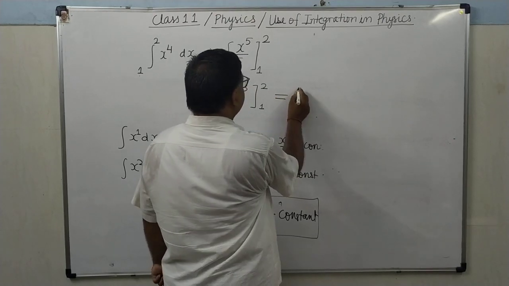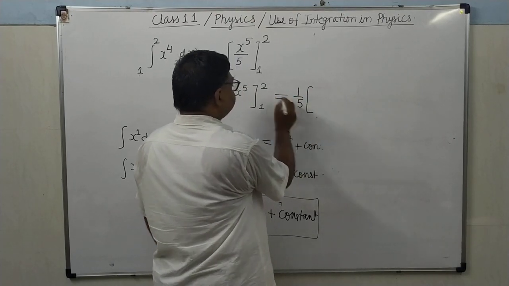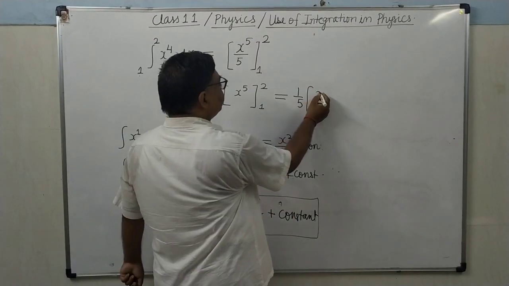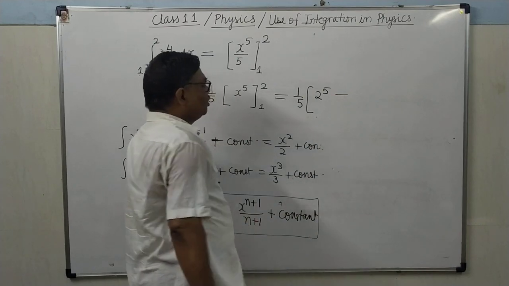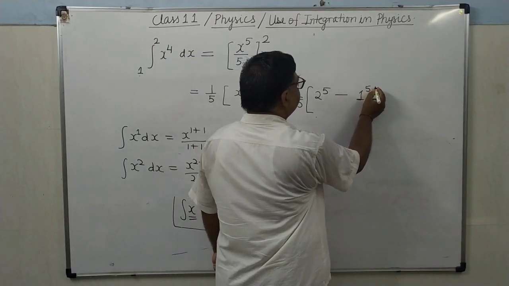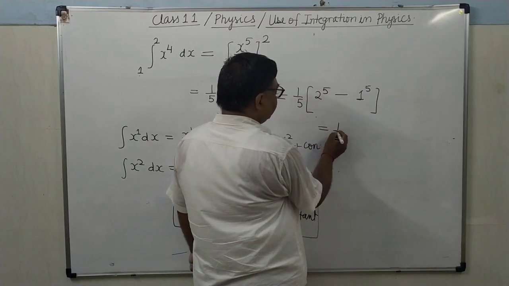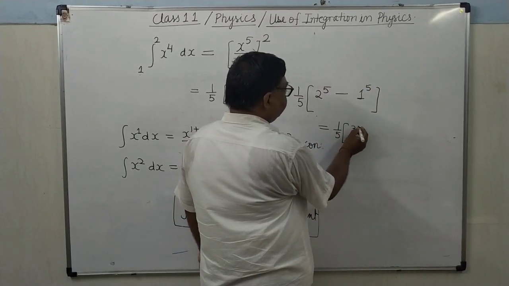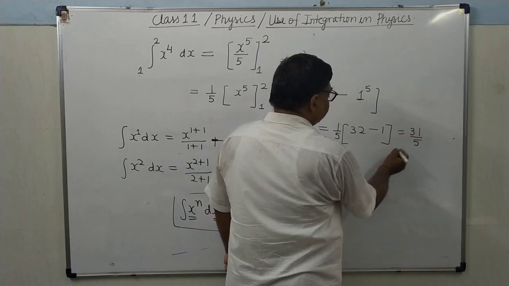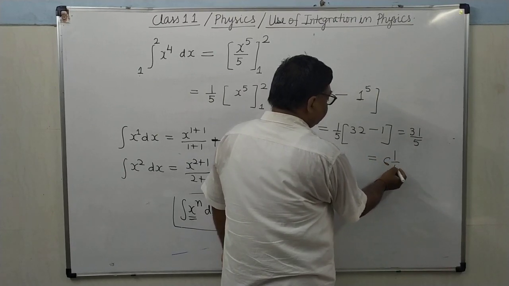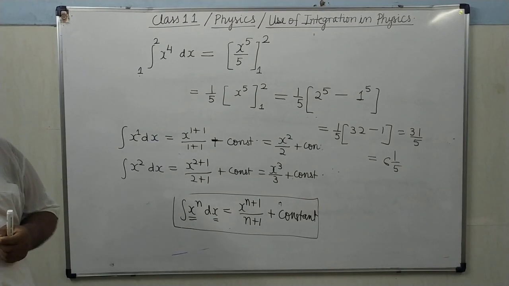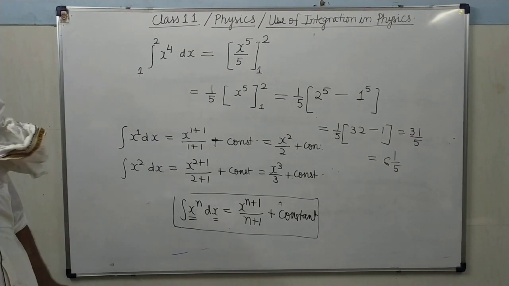Means you simplify 1 upon 5. Its value at upper limit, when x is 2, then what is its value? 2 to the power 5, minus when x is 1, then what is its value? 1 to the power 5. So 1 upon 5, 2 to the power 5 is 32 minus 1, that is equal to 31 upon 5, that is equal to 6 whole 1 upon 5. This way you can calculate the value of this definite integral. It is clear.